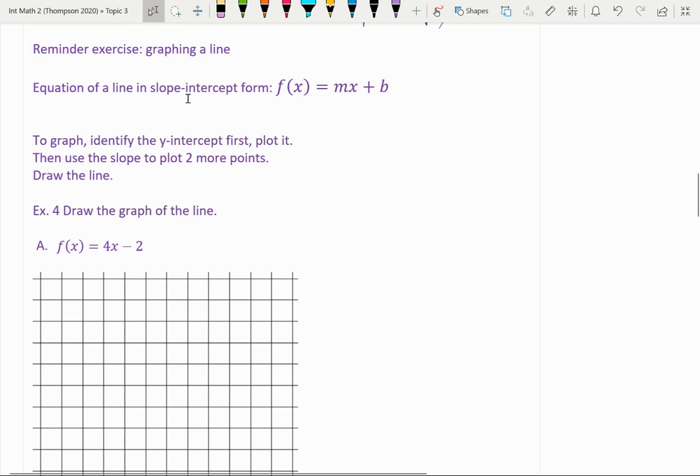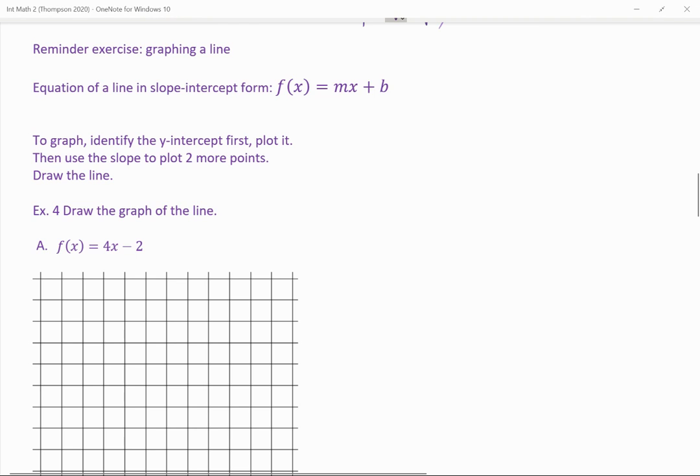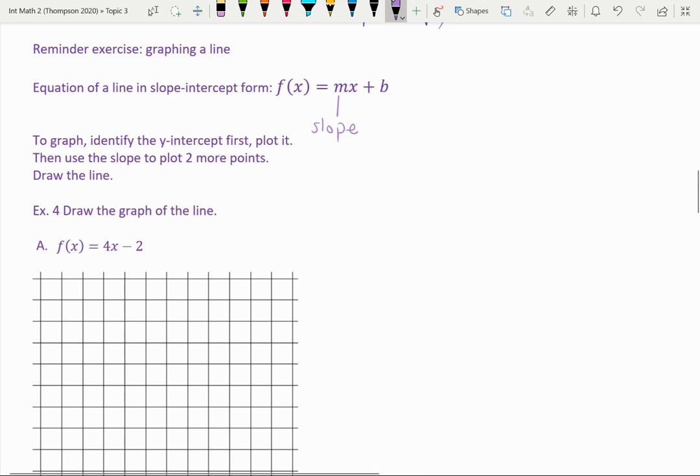So to go over, the equation of a line in slope-intercept form is f of x equals mx plus b. You may have seen this before as y equals mx plus b. Remember that they have the same meaning. It's just a different notation. So let's break down y equals mx plus b and talk about what we've got here. The m is the slope, and slope is always equal to rise over run, or change in y over change in x. And b is the y-intercept.